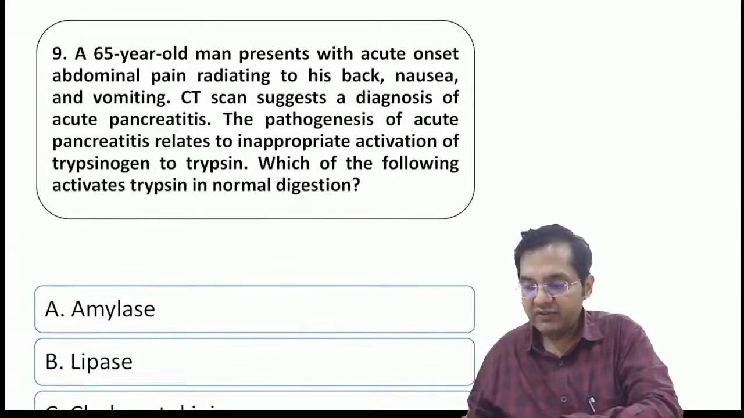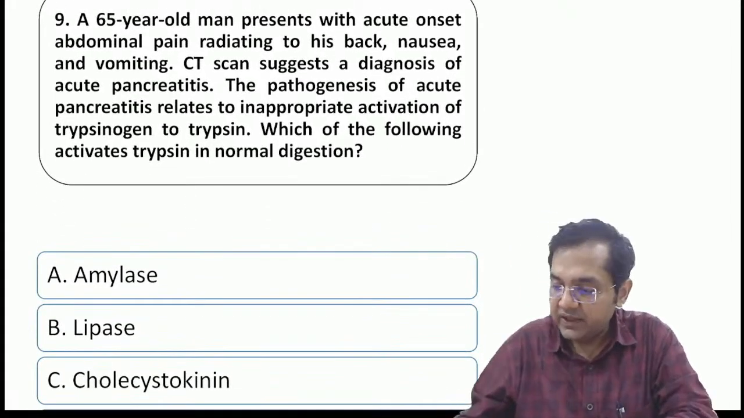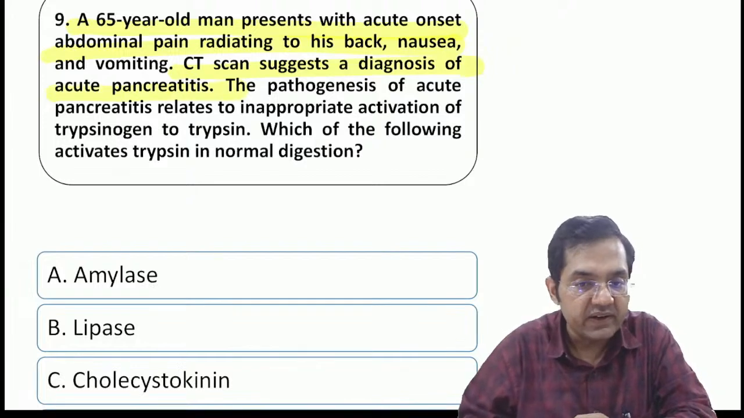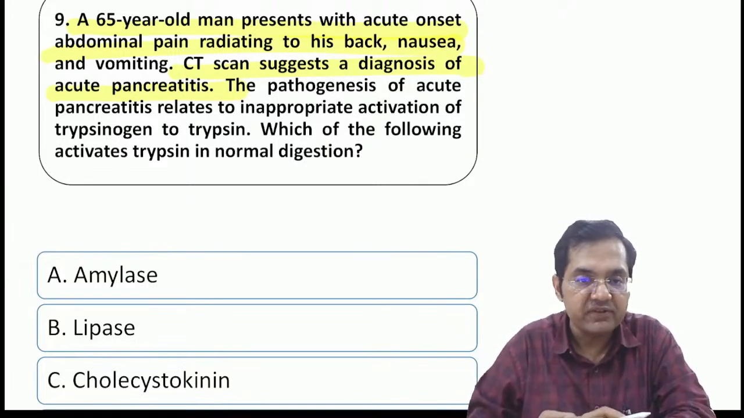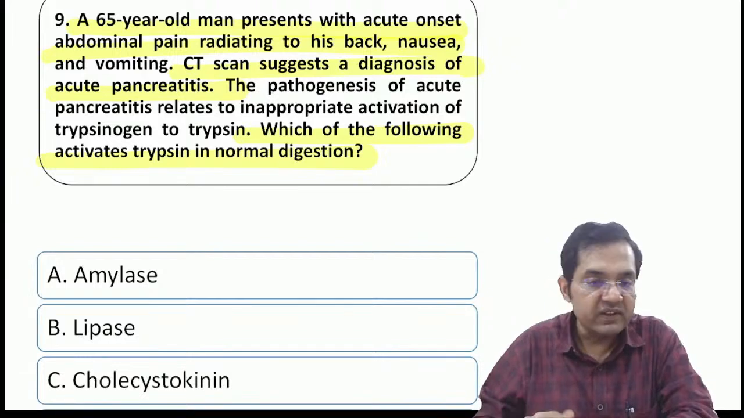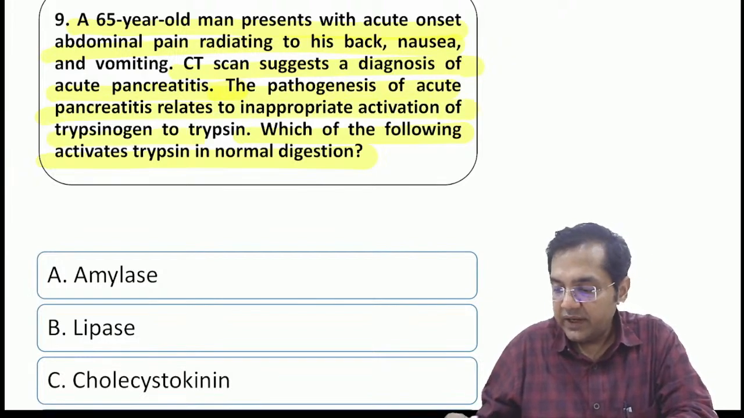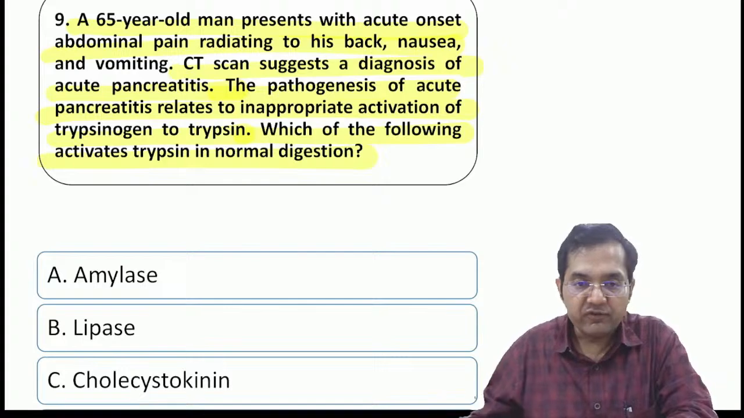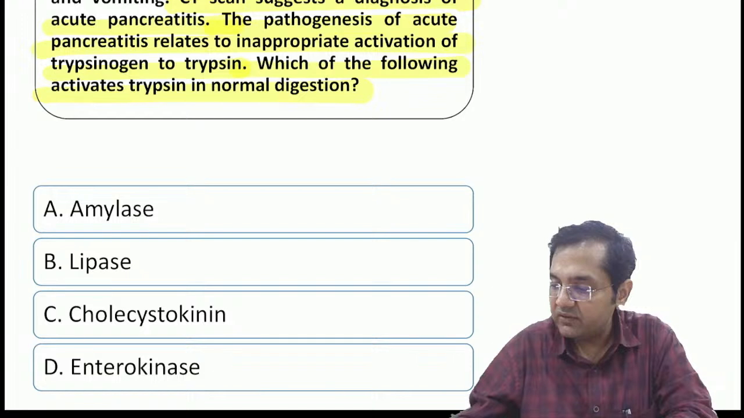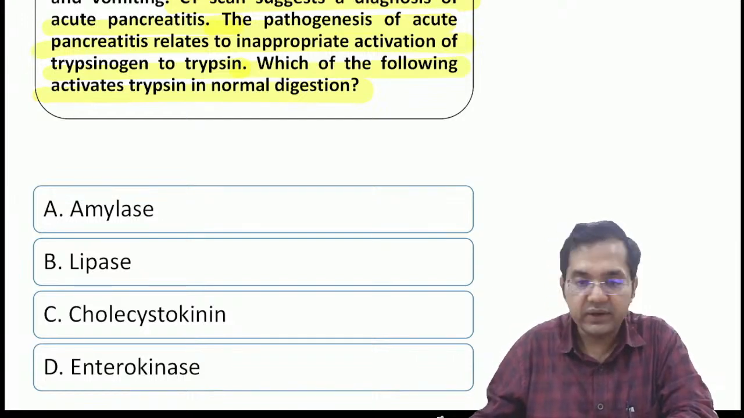So a 65-year-old man presents with acute onset of, this is related to the clinical side now, abdominal pain, and CT scan shows a diagnosis of pancreatitis, which is acute pancreatitis, inflammation of the pancreas. Actually, I'm asking you which of the following activates trypsin in normal digestion, right? So basically there is inappropriate activation of trypsinogen to trypsin. So who does that? Any guesses? Who will cause the conversion of trypsinogen to trypsin?